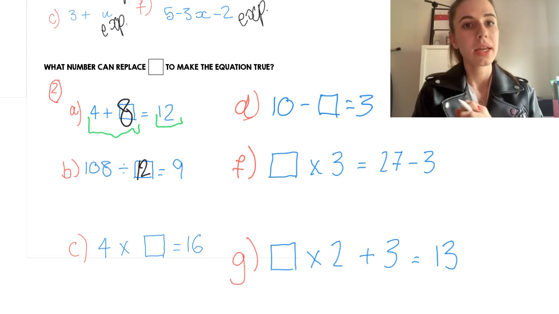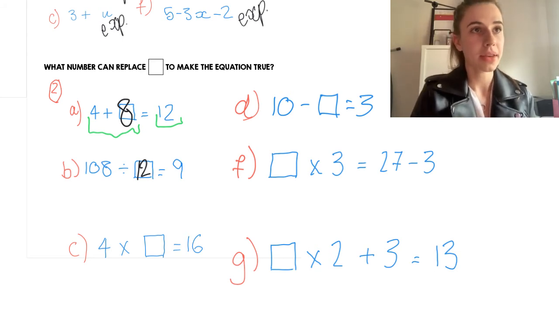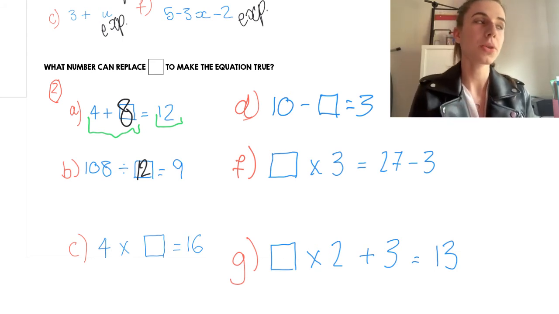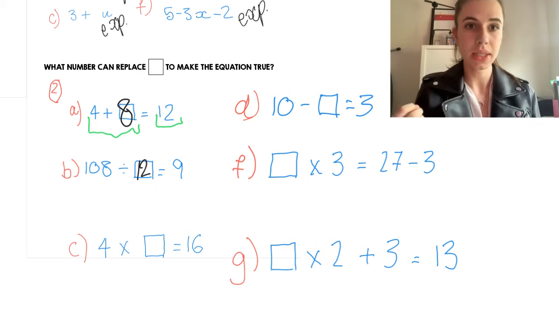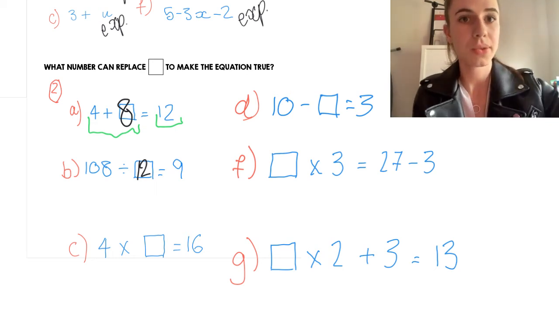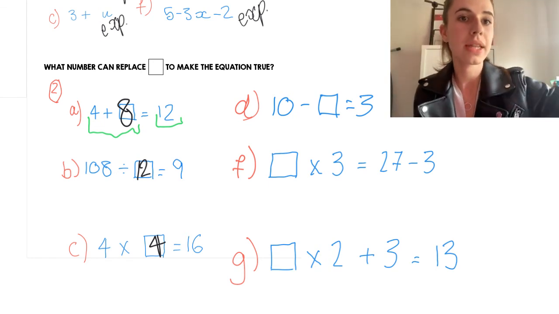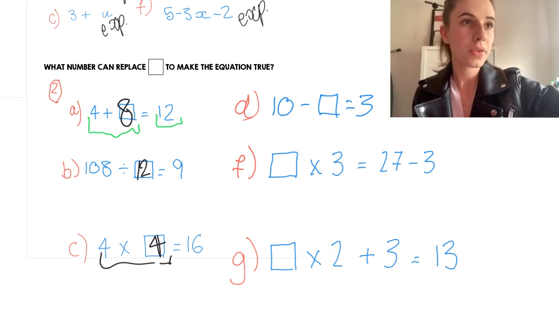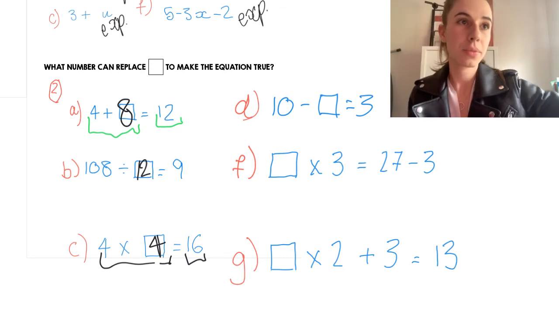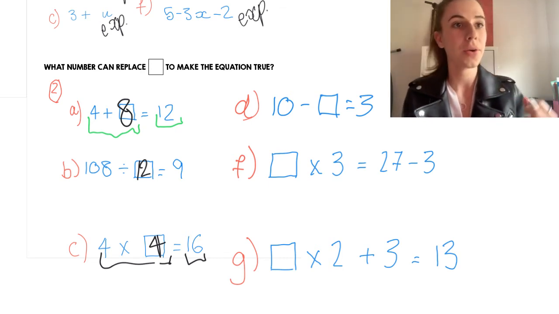Part C, 4 times something gives 16. So what multiplied by 4 gives 16? You might have guessed 4. So now we've made our equation true. So the left-hand side, 4 times 4, is equal to our right-hand side, which is 16. So they're worth the same value.